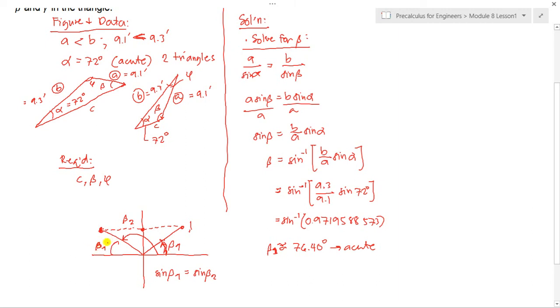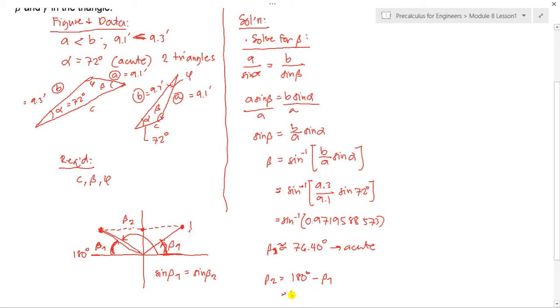So, what is beta 2? That is 180, right? 180 minus beta 1 is equal to beta 2. Why is that? Because this was mirrored, so this opening is just equal to the opening here. Therefore, to solve for beta 2, which starts from here, the initial side up here, that is just 180 minus beta 1. So beta 2 is equal to 180 degrees minus beta 1.